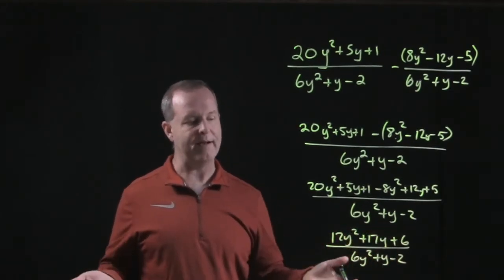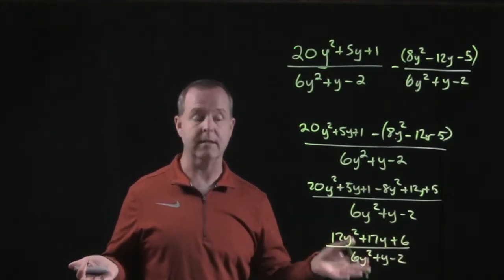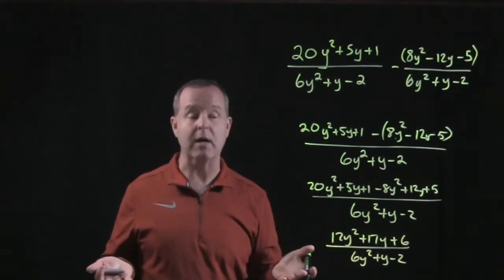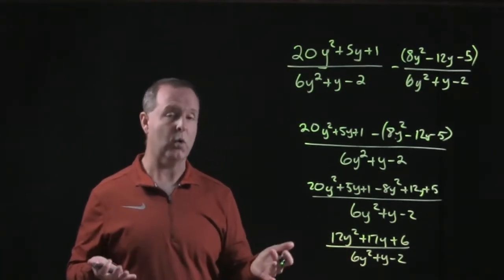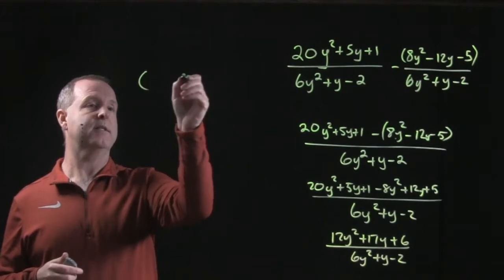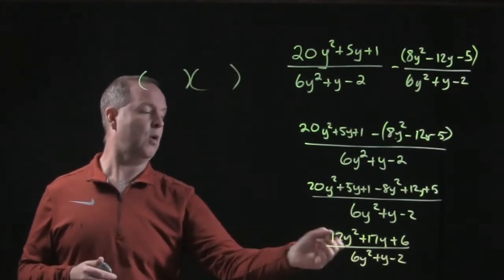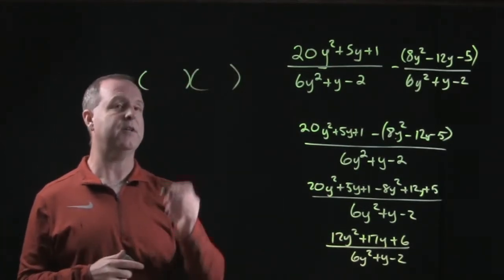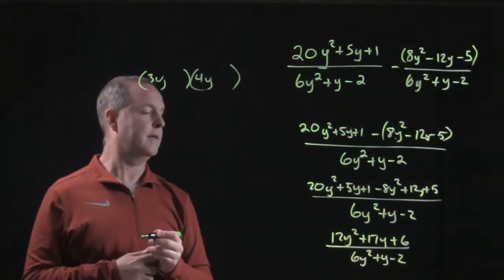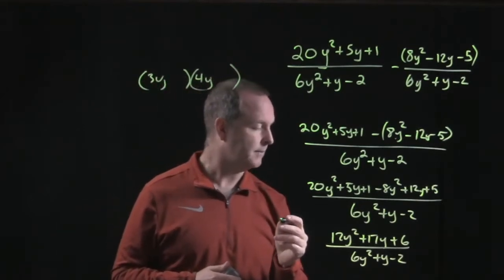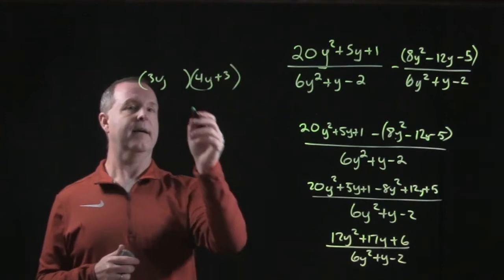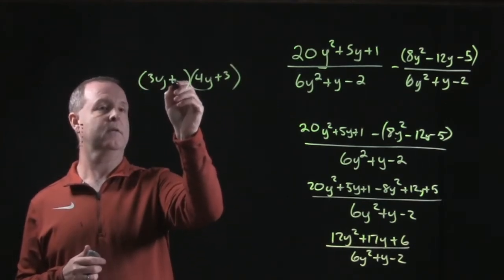All right, now I just have a collection of terms on the top, collection of terms on the bottom. I could be done, but there might be a common factor in there somewhere. In order to find it, I need to factor both the numerator and the denominator. So let's see if 12y squared plus 17y plus 6 factors. Let's try a 3y and a 4y, and as we do that, let's try a plus 3 and make this a plus 2.